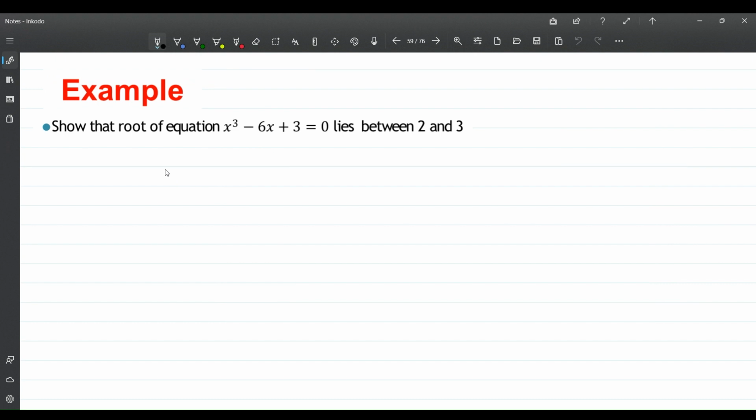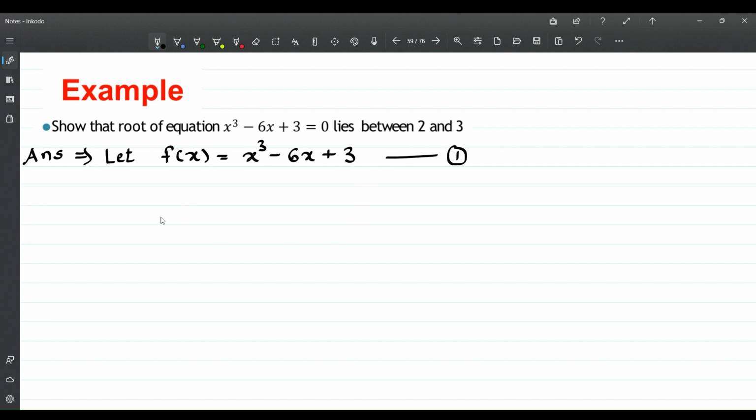First example: show that the root of the equation x cube minus 6x plus 3 is equal to 0 lies between 2 and 3. In the MSBTE exam, this type of example will be for 2 marks. So first, we have to take this equation as f of x. F of x is equal to x cube minus 6x plus 3. Say it as equation 1. Don't take equal to 0 here.